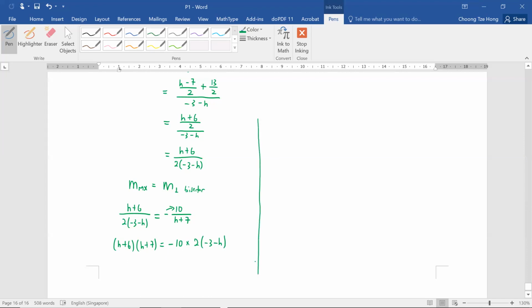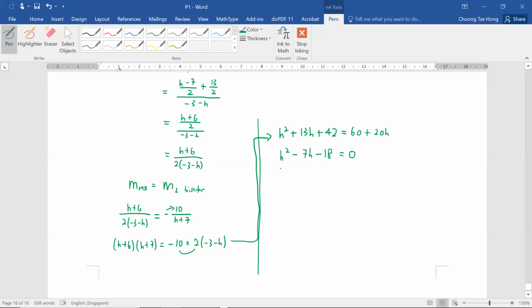I'll continue over here. If I expand, I get h squared plus 7h plus 6h plus 13h plus 42. Then -10 times 2 is -20. -20 times -3 will get 60. Then negative 20 times negative h, you get plus 20h. So we'll bring everything to the left side. So you get h squared plus 13h minus 20h minus 7h minus 18 equals 0.